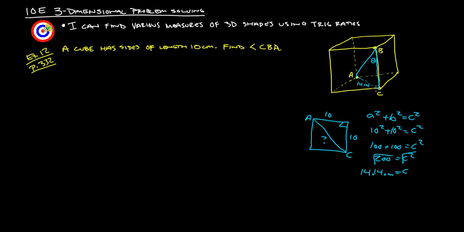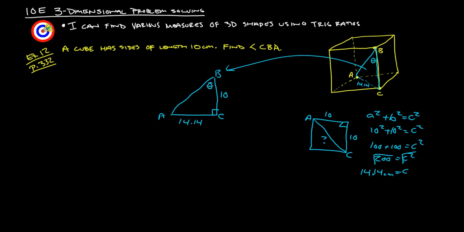Alright, and we know that this is 10, so let's redraw this triangle as if we take a look at it from the side. Here's A, here's B, and here's C. Now we know that this has got to make a right angle right here, and this is the angle that we're looking for. We know that this length here is 10 and this length here is 14.14. So now we have enough information to find out what that angle is.